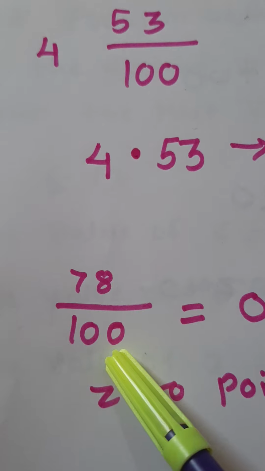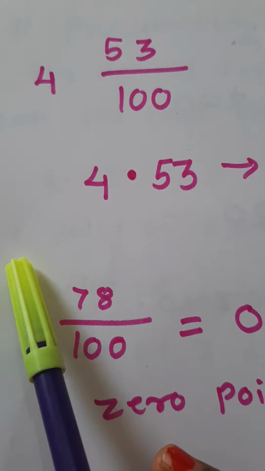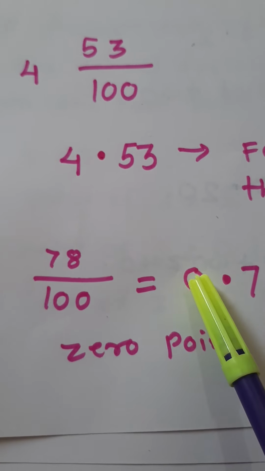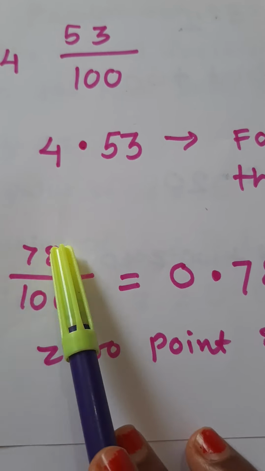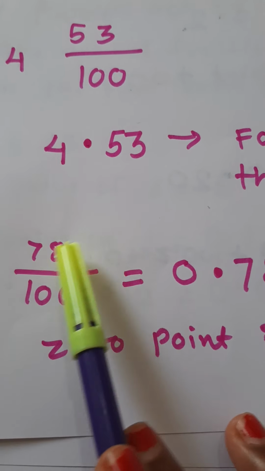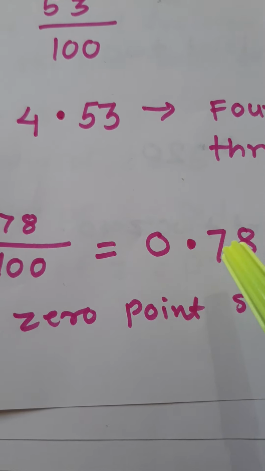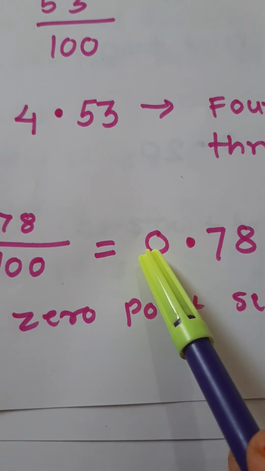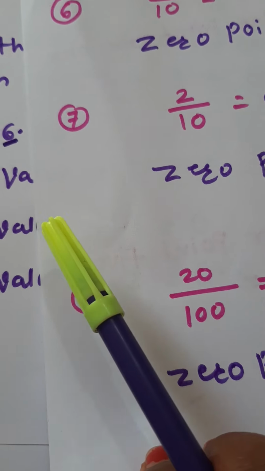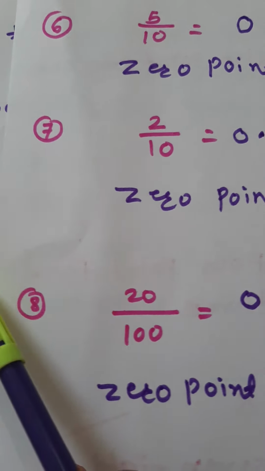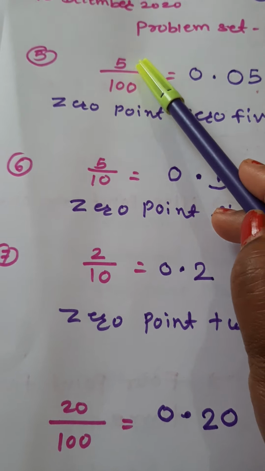Then next, 78 upon 100. I have told you already, when the whole number is not here, you write down 0. Downside 2 zeros. So the point will come after 2 digits. Already 2 digits are present. So there is no need to take help of 0. Directly it will come 0.78. Got it? See the fifth example, 5 upon 100.